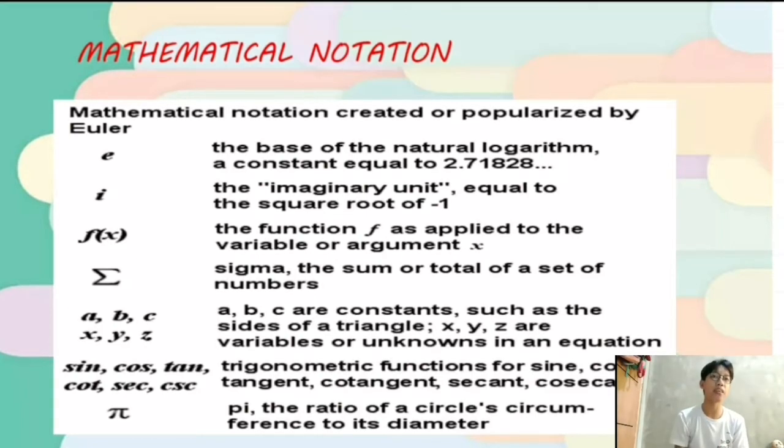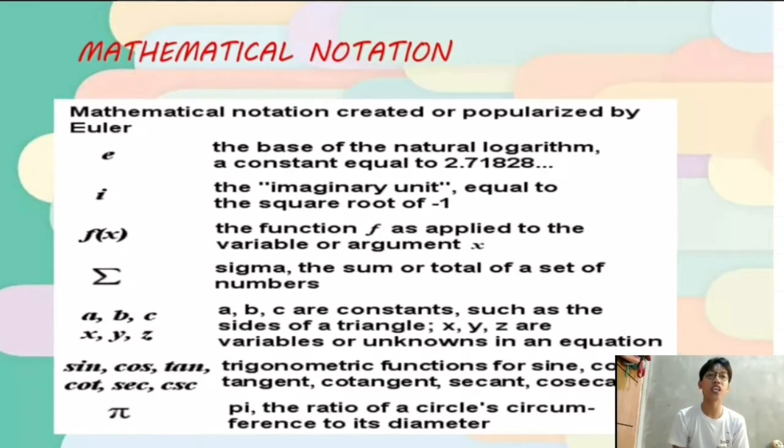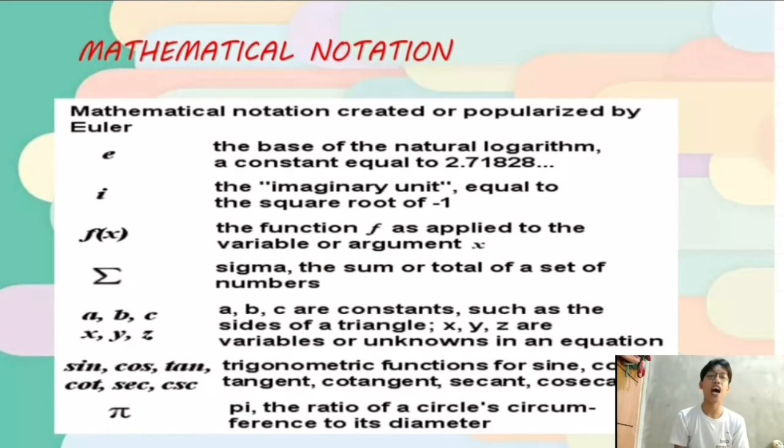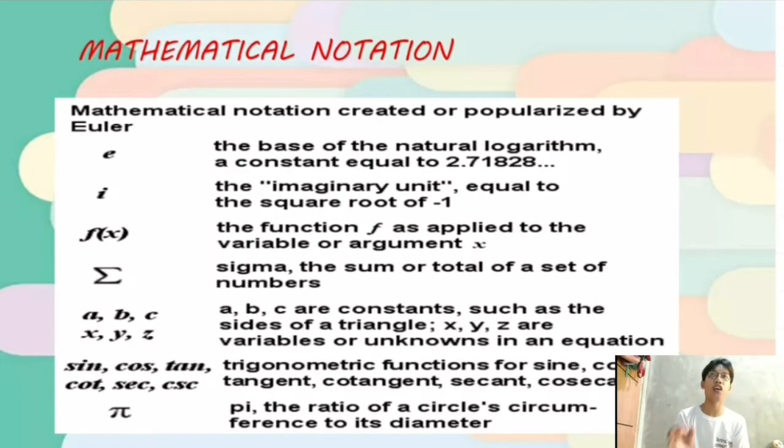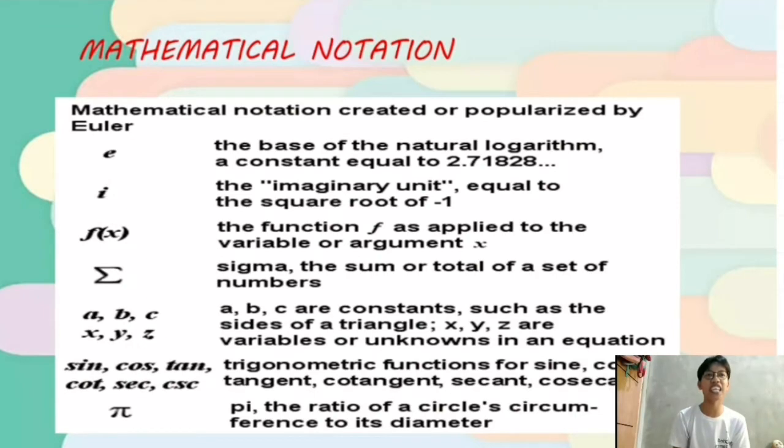as these are alphabets, but in mathematics they are considered symbols or variables. So a, b, c are constants, such as the sides of a triangle. Yes, we all know that the triangle's formula is c squared equals a squared plus b squared. Next, we also have x, y, z. They are variables of unknown in an equation. This x, y, z can be considered as variables. But we can use other variables except x, y, z, because we just use them as a representation. Next, we also have the trigonometric functions: sine, cosine, tangent, cotangent, secant, and cosecant. Next, or last, we have pi, the ratio of a circle's circumference to its diameter.